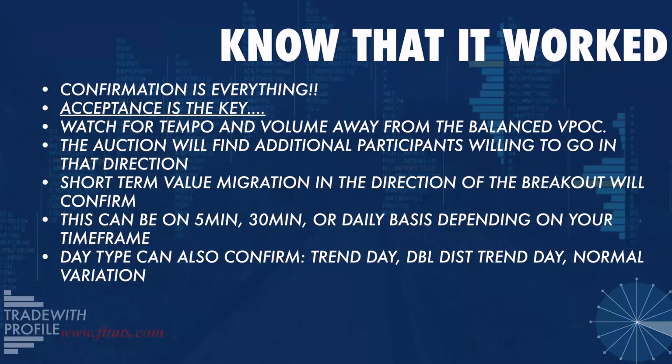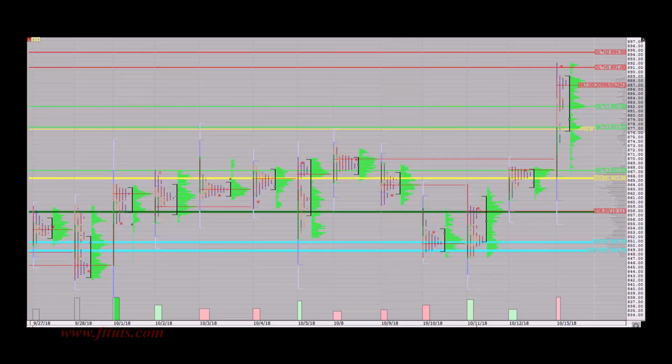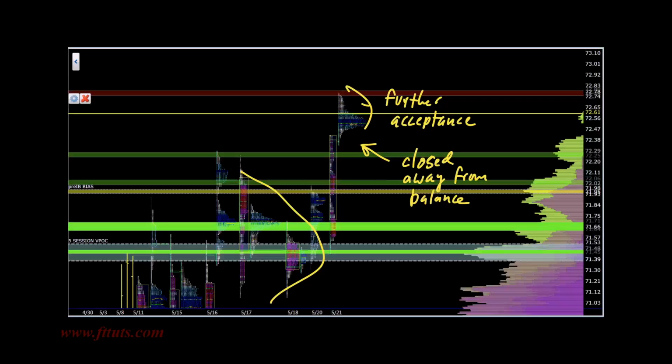But at the end of the day, when you have a break from balance, guess where you're going to close? Outside of that balance area. So right here, we close outside. That's a great confirmation. And this is a multiple distribution move out of balance. Here's the further acceptance. There's more time spent outside. So not only do they close outside of the balance bracket, but there's further acceptance outside of that.